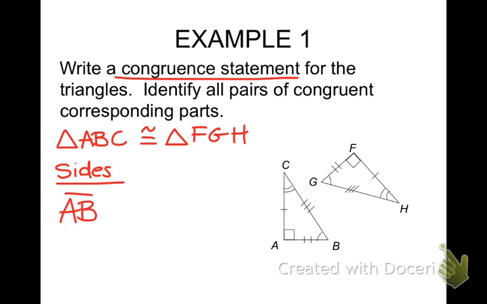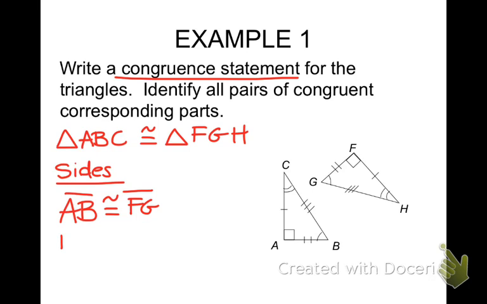Which side over on the other triangle has 2 tick marks? Yeah, so now we got to make sure the order is correct. If I'm going AB, first two letters would be FG. So line AB is congruent to side FG. Notice FG has my 2 markings. It would be incorrect to write GF, because then you don't have your corresponding parts matching up. Okay? Now let's do the last 2.